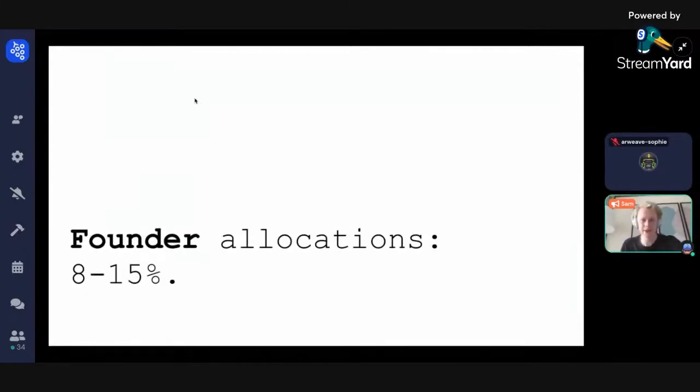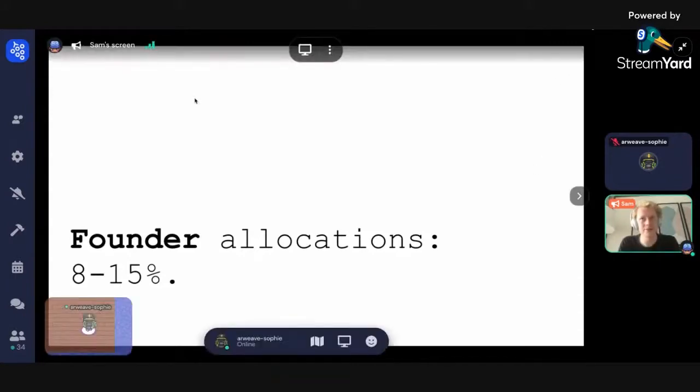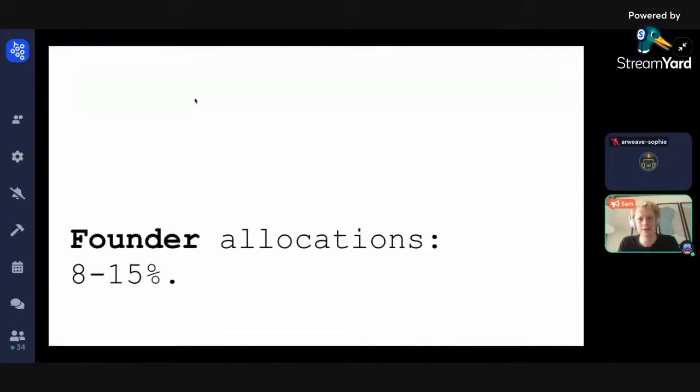So the first thing, founder allocations. How many tokens should you and your co-founders get? Typically between 8 to 15%. There's an interesting thing here that happens where people tend to want the founders to have less, but I would actually argue I would be happier looking at your token allocation tables if you had a little bit more on the higher end of this spectrum.